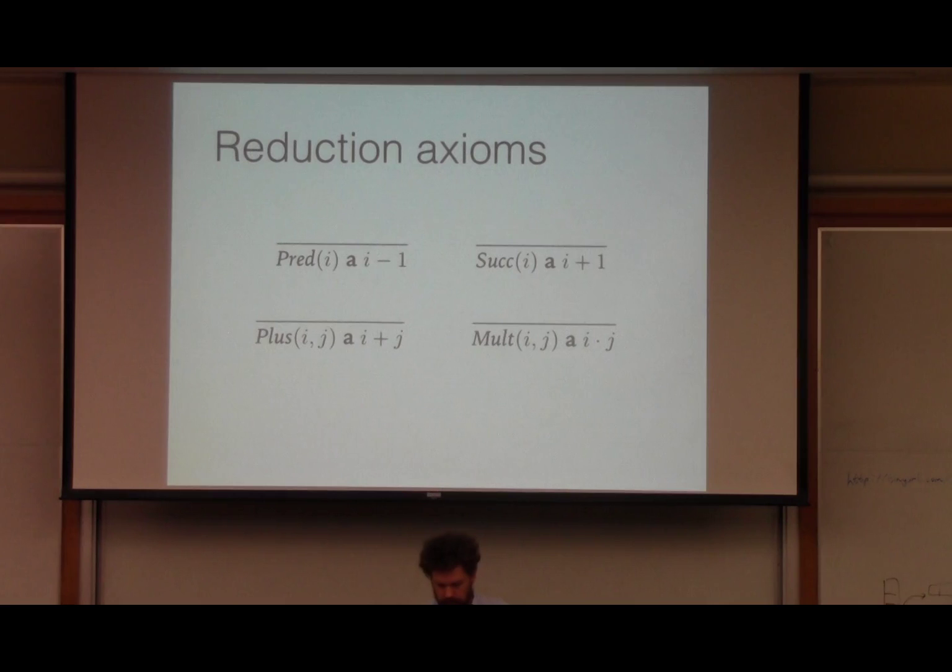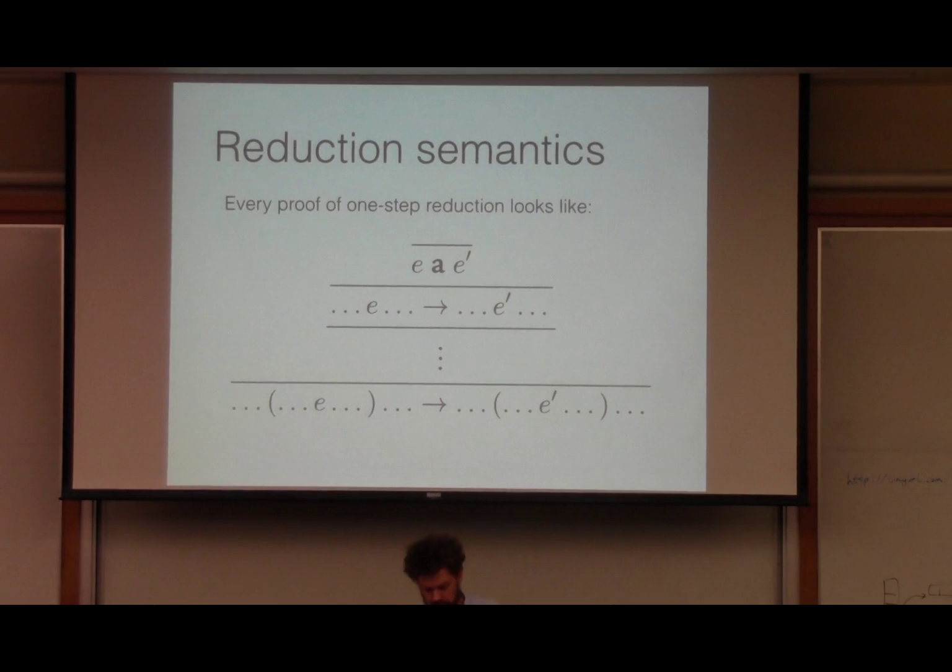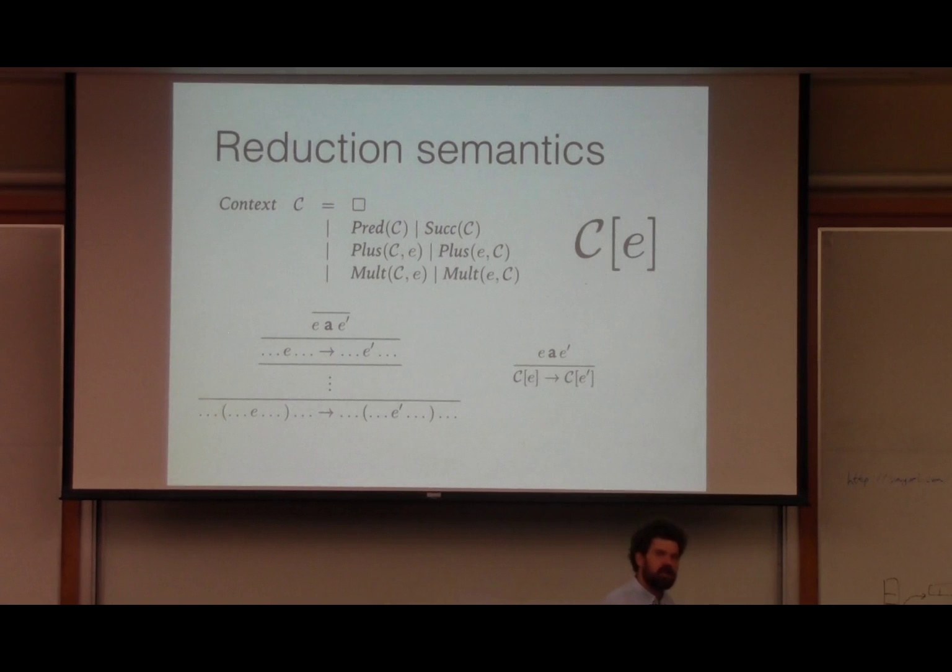So we can present the rules in that way. Here I'm defining just the axioms. I'm calling this relation A, but it's just the one-step axioms that we saw before. And then we can describe contexts grammatically. Okay, so here I'm saying contexts are ranged over by C. Here's the grammar.